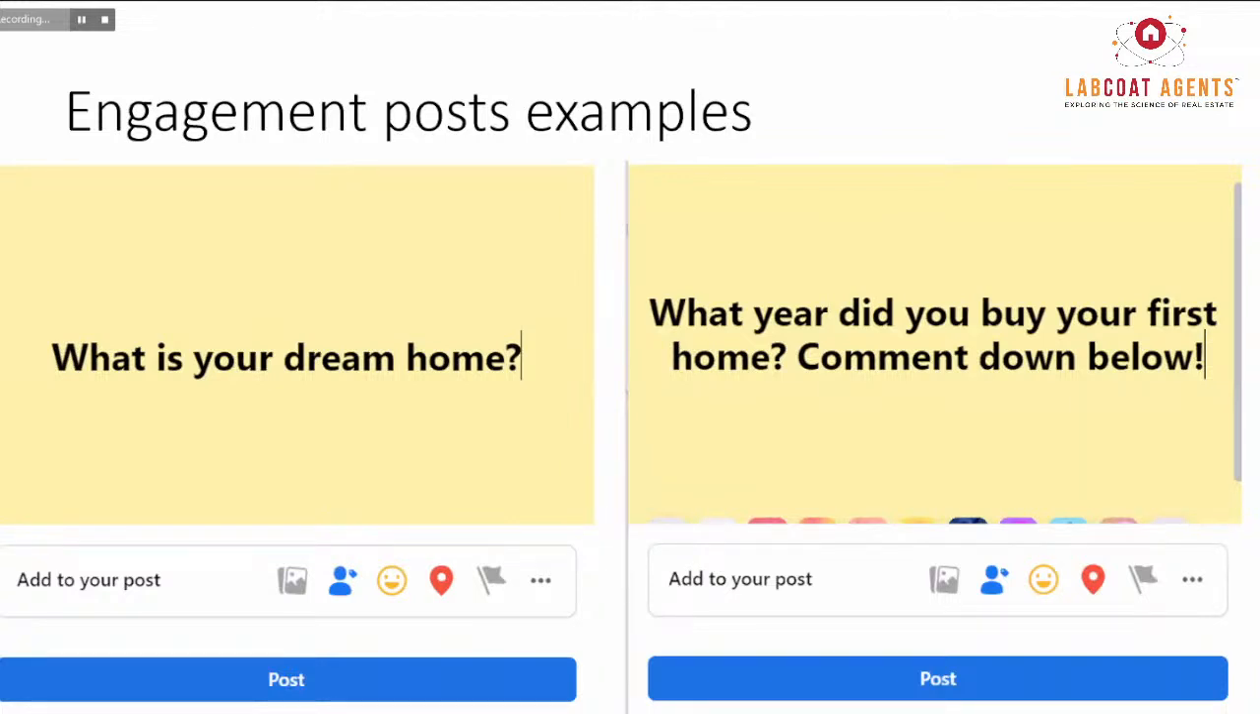What's your dream home? You should be asking this question to your audience, to your social media friends, right? What year did you buy your first home? What did you love about your home? What would you change? Here's a question you should post on social today: what would you change about your current home? Post that question and magic's going to happen, okay? People will engage with it. Maybe not a ton early on if you've never posted anything, but if you do it consistently, you're going to get more engagement, all right?